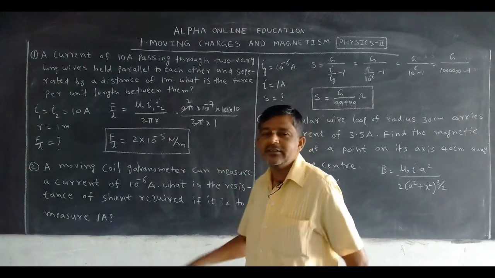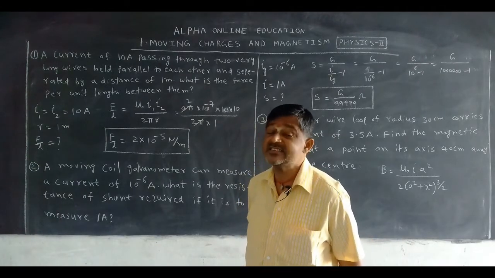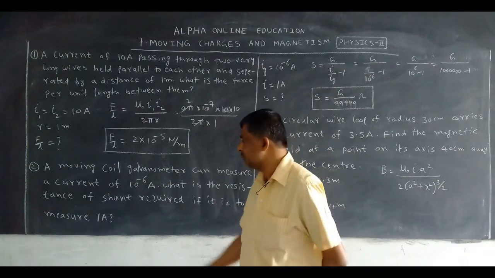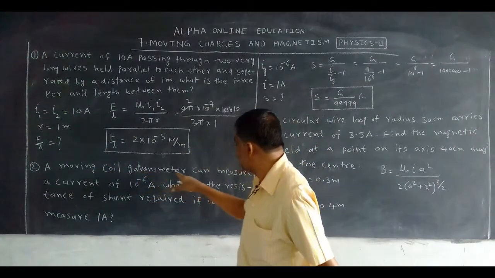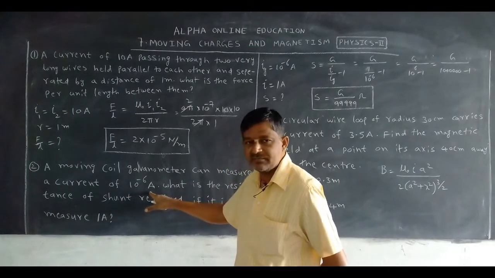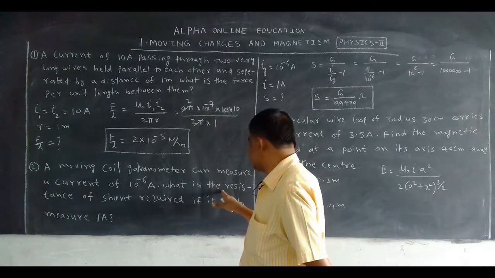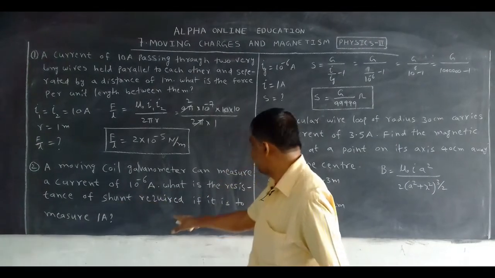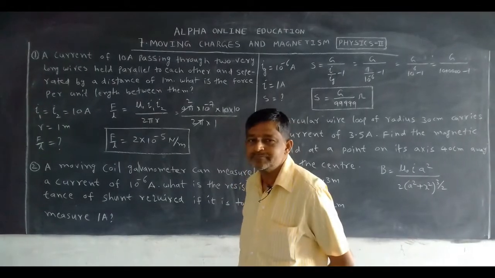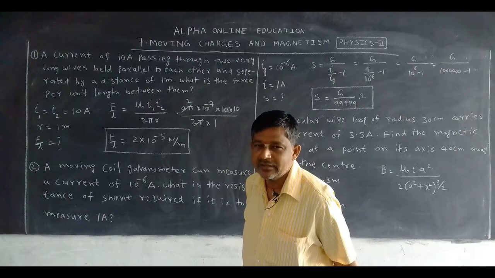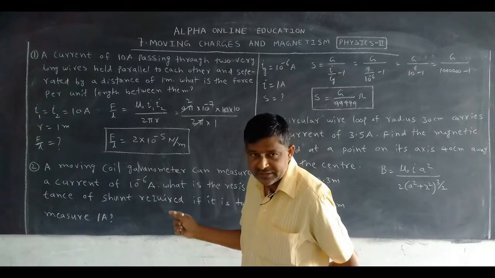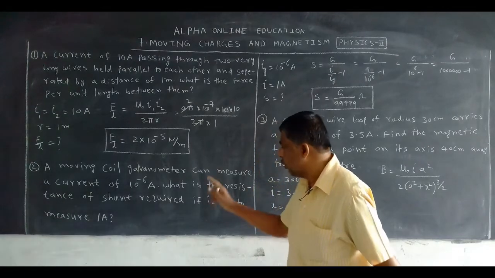This problem we get 3-4 times in the previous examinations. Okay, now the second problem. A moving coil galvanometer can measure a current of 10 to the power of minus 6 amperes. What is the resistance of the shunt required if it is to measure 1 ampere? To solve this problem, we want to use the shunt principle. Before that, what is given?